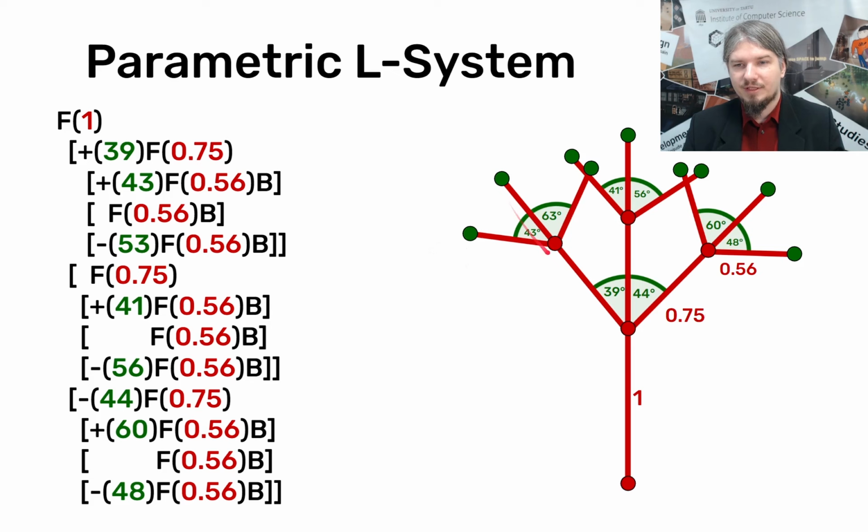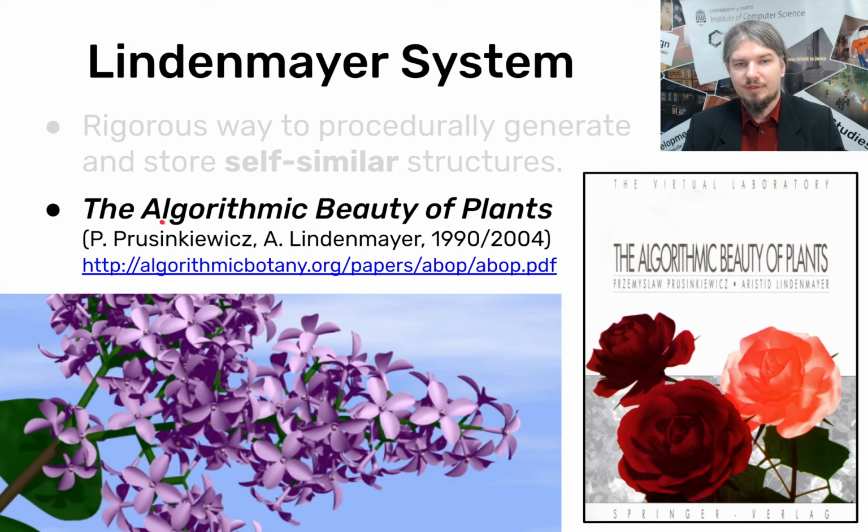There are 3 branches for this node, but there are also 3 branches for the parent node, and so on. I do recommend you to check out The Algorithmic Beauty of Plants. It's a free book online which you can open, and it describes all sorts of different beautiful patterns that are found in nature and rigorous mathematical systems to create them in a computer.